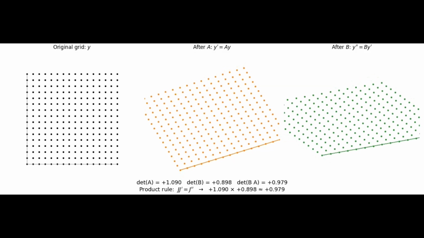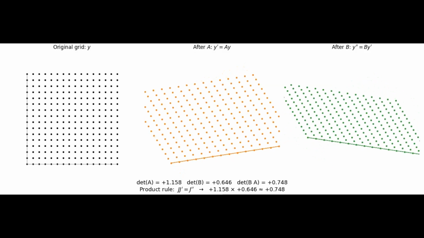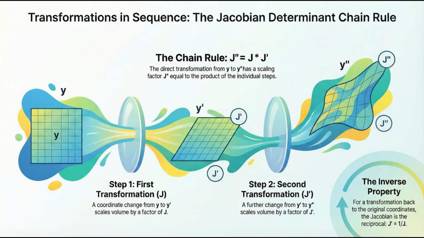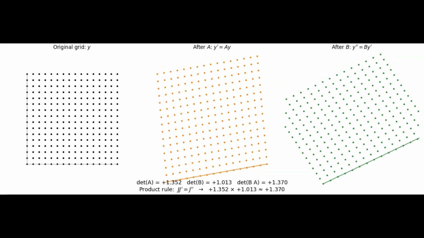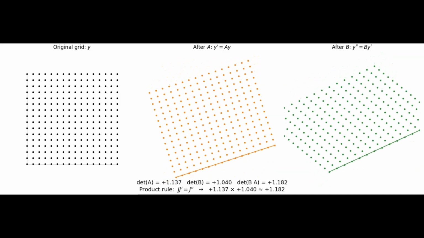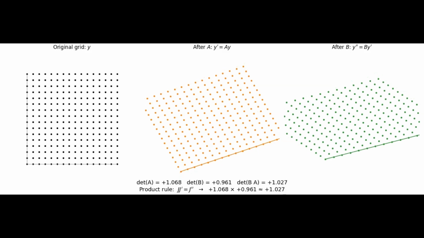Okay, so what if you do a transformation, and then you immediately undo it, right, to get back to where you started? Well, the determinant of that undo step has to be 1 over J. It's the reciprocal, and that's what guarantees these coordinate changes can always be reversed.